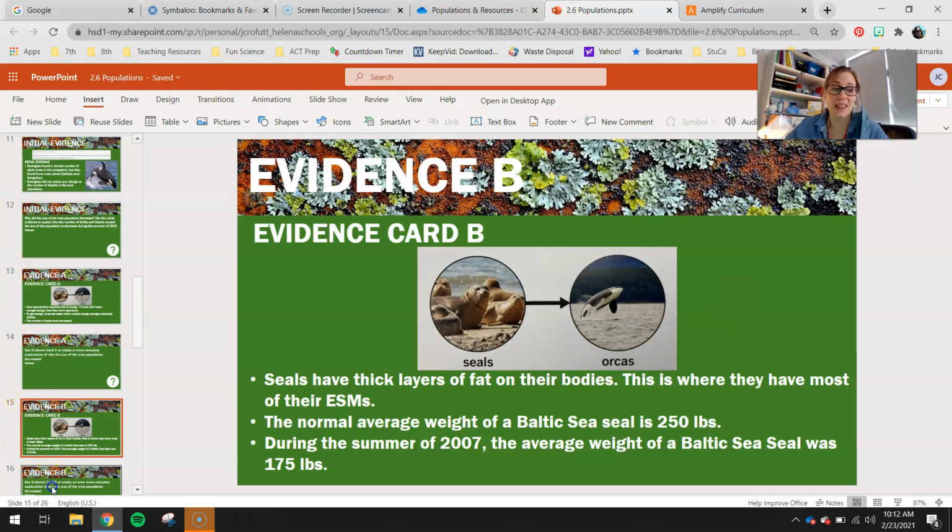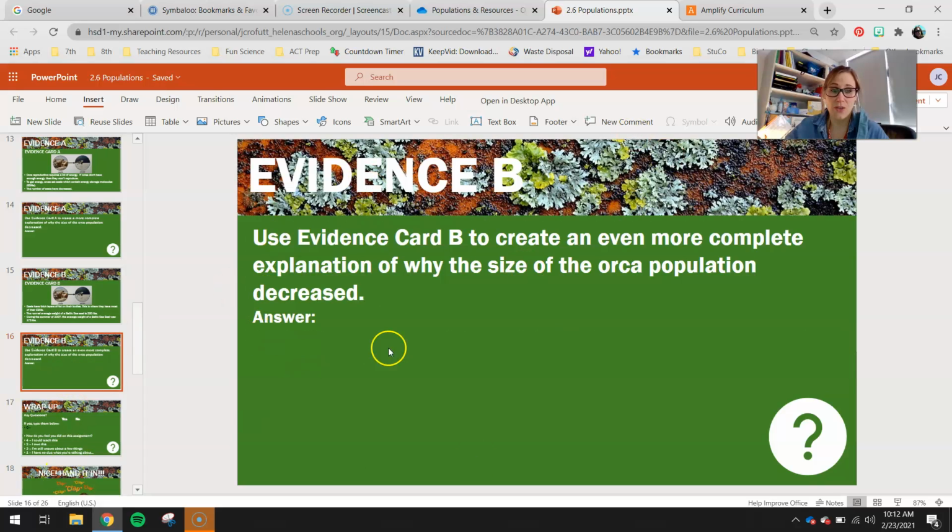So finally, use that last piece of evidence from evidence card B to respond to why you think the orcas are decreasing. Remember, now you have your initial evidence, your evidence card A, and now your evidence card B to add to your response, explaining why your orca population has been decreasing.